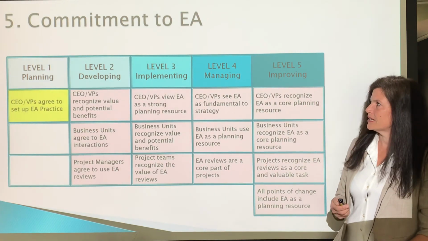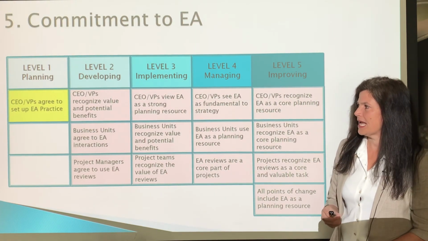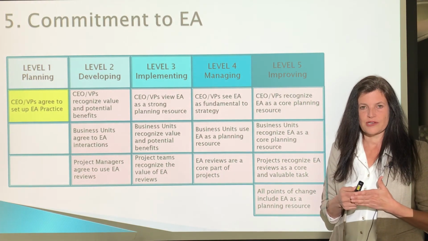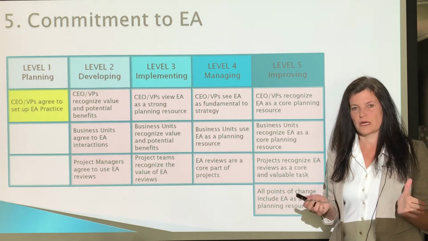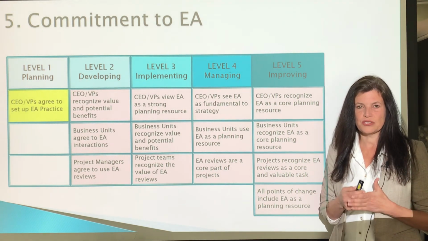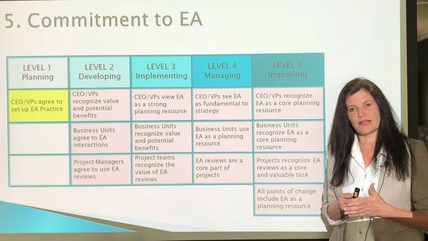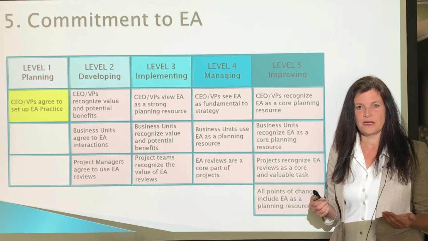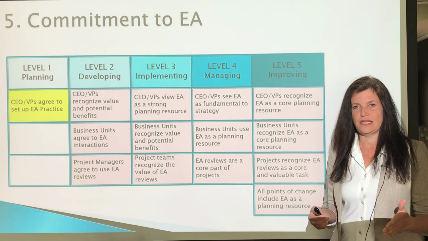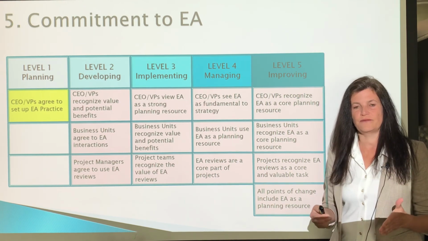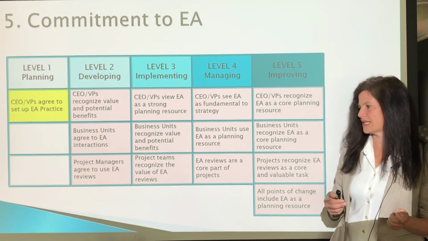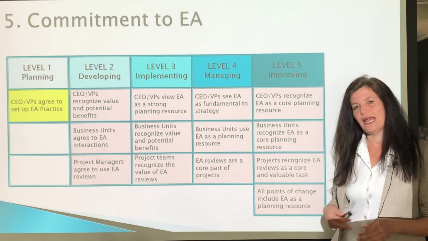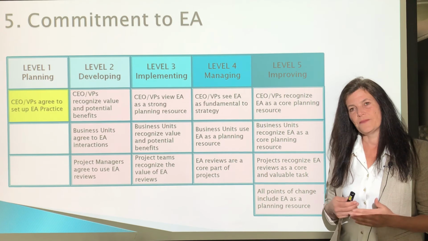So the last area is the commitment to EA. The commitment to enterprise architecture has to come across the whole organization. So fully mature means enterprise architecture is viewed as a core planning resource across the organization. Business units are using EA to plan. Projects are viewing EA reviews as a core task. All points of change include EA as a planning resource.